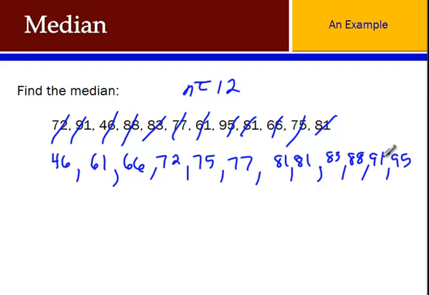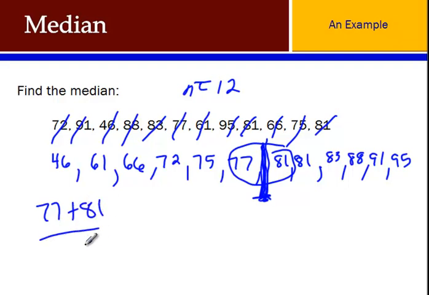So since there are 12, the middle of that would be 6. So we're going to draw a line at 6. Now, if there was an odd number, if there were 13, there would be a number here. That would be your median. But since it's an even number, we have to take the 77 and the 81, add those together and divide by 2.